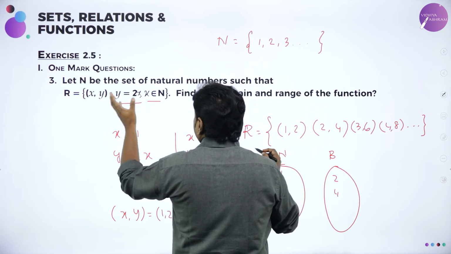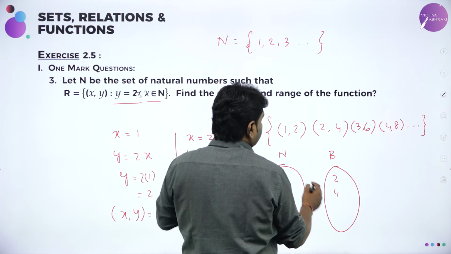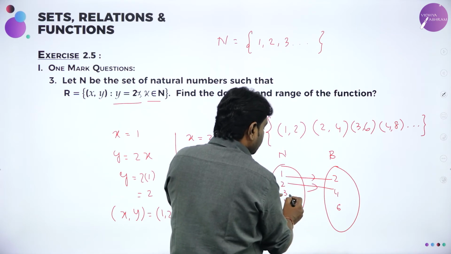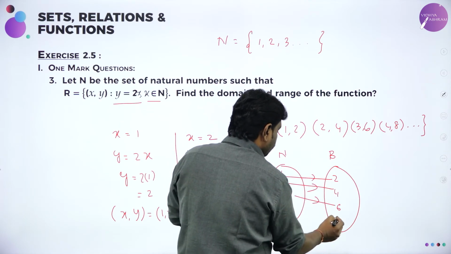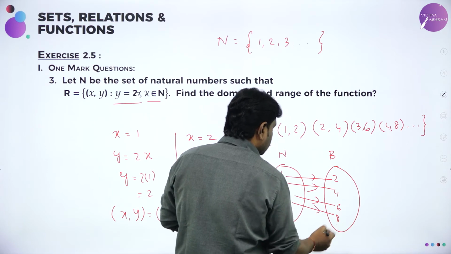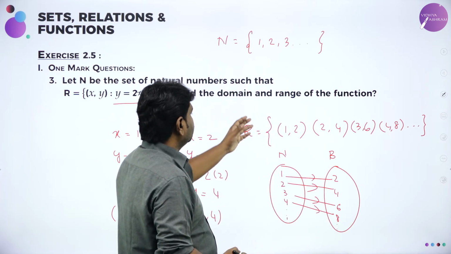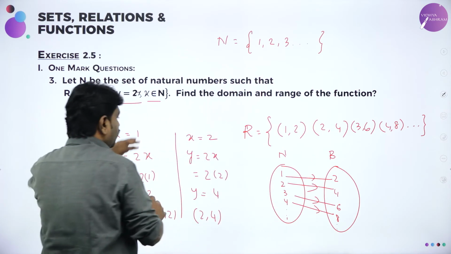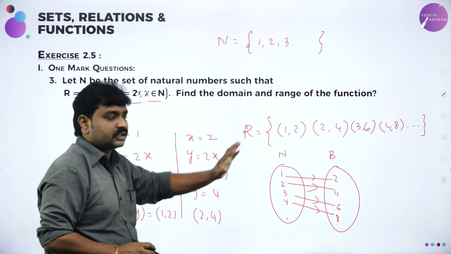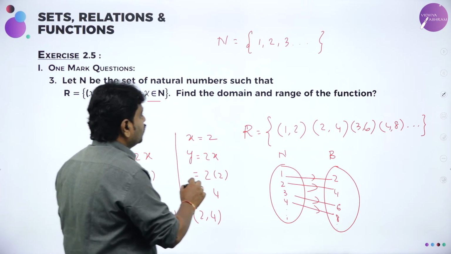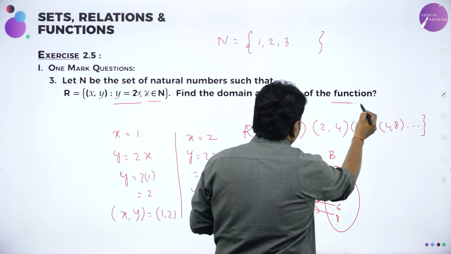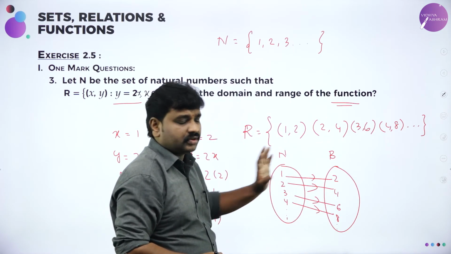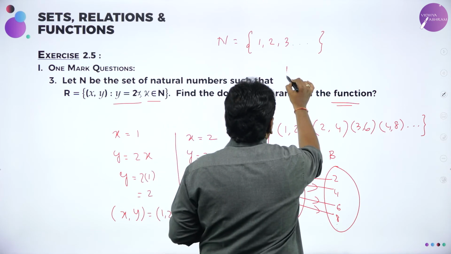They told us N is the set of natural numbers, find the domain and range. 2, 4, 6: 1 maps to 2, 2 maps to 4, 3 maps to 6, and 4 maps to 8, it goes on. So now they want the domain and range. Domain means the set of first elements. I hope all of you understood how I wrote the relation. In this they want you to find, and is it a function? Yes, it is a function, because different elements will have different images, and every element in the domain will have an image. Now I will come to this domain first.